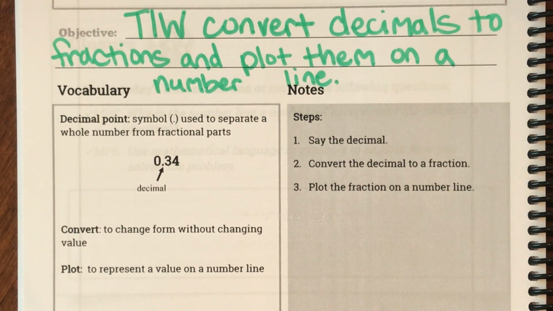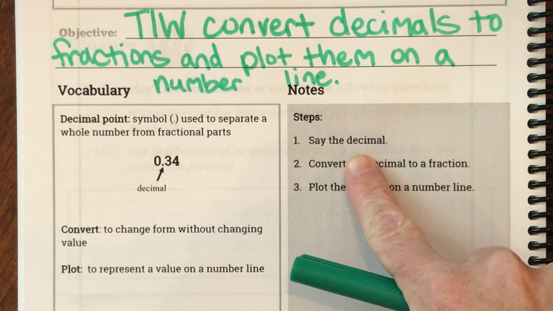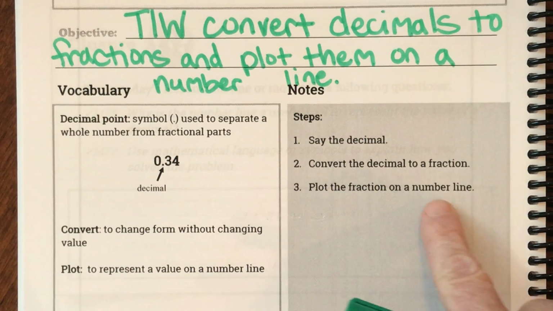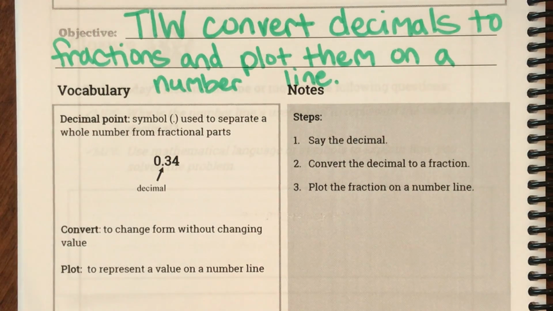Okay, so our steps are, we're going to say the decimal, convert the decimal to a fraction, and then plot the fraction on a number line. And they're going to be providing us with place value charts that could also help us. Okay, so I'm going to get started on my first one.